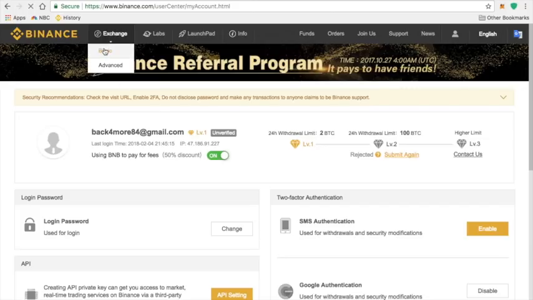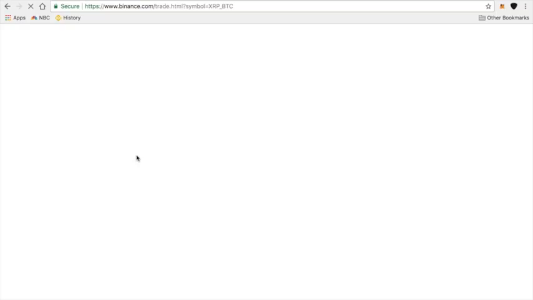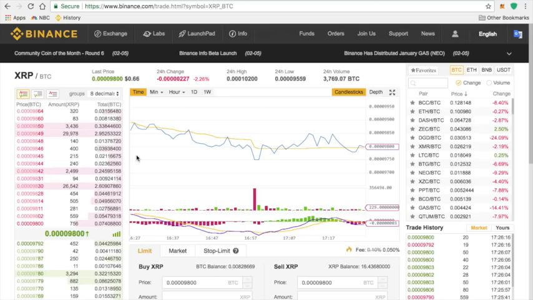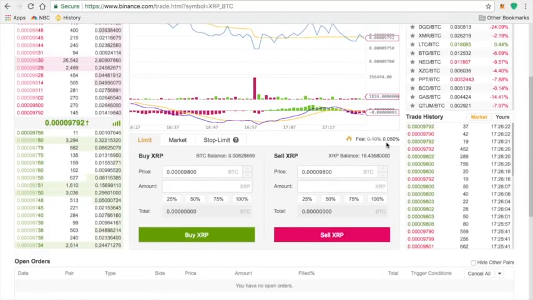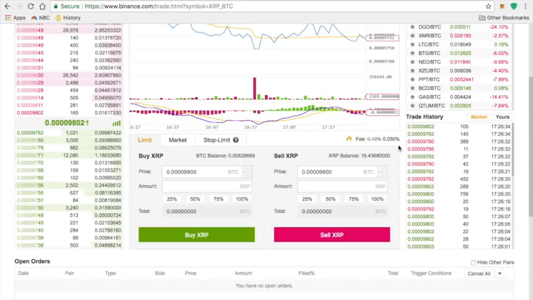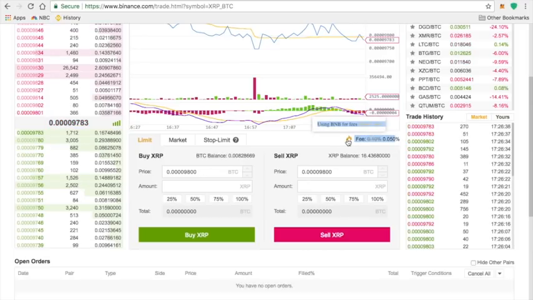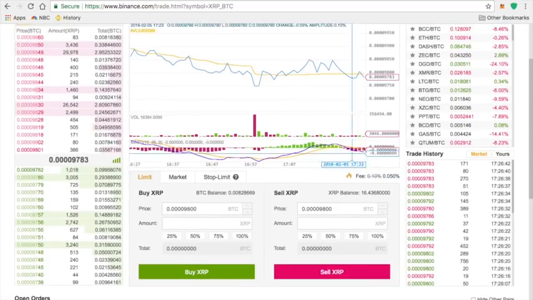So, for example, when I go to the exchange here, let that come up. The fee for the transaction is going to be 0.10. Then it goes to 0.050 for your transaction fees. So I always recommend getting your fees lower.